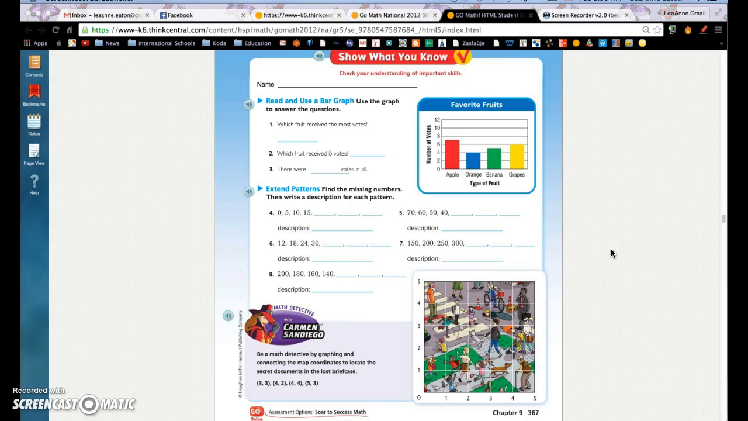This should be a review from what we've done in other units as well as what you learned about data collection from last year. The first couple questions ask you to read and use a bar graph. Then the second couple of questions ask you to find the missing numbers and write a description for the pattern, such as add 2, subtract 8, multiply 15, things like that. Very similar to what we did in the fractions unit. So I'm going to ask Mr. Will to pause this video for about 3.5 minutes, let you guys quickly fill this out, and then go ahead and press play once most of the class is done.